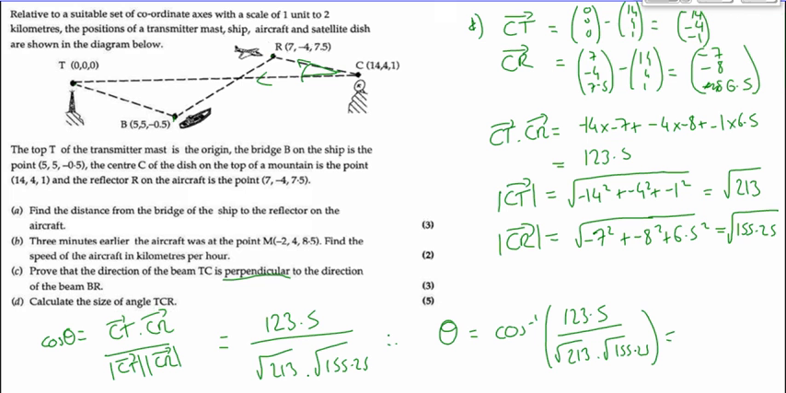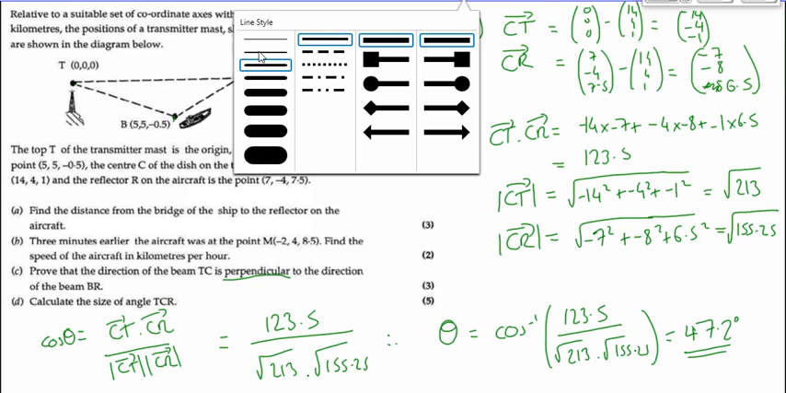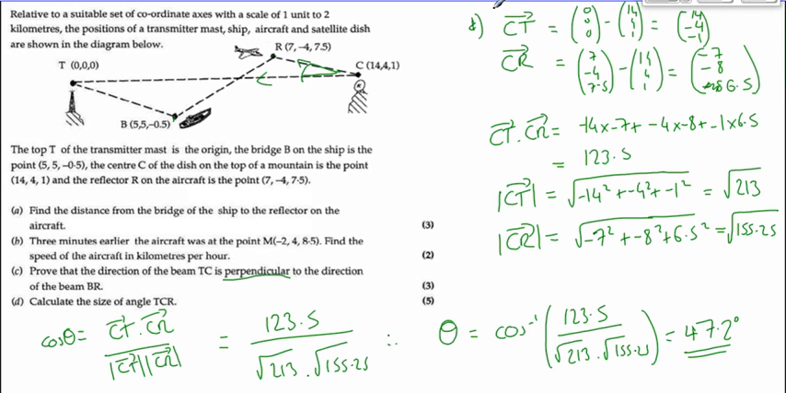Okay, which gives you 47.2 degrees. Okay, so again, let's look at the marking. Okay, 5 marks, very similar to before.